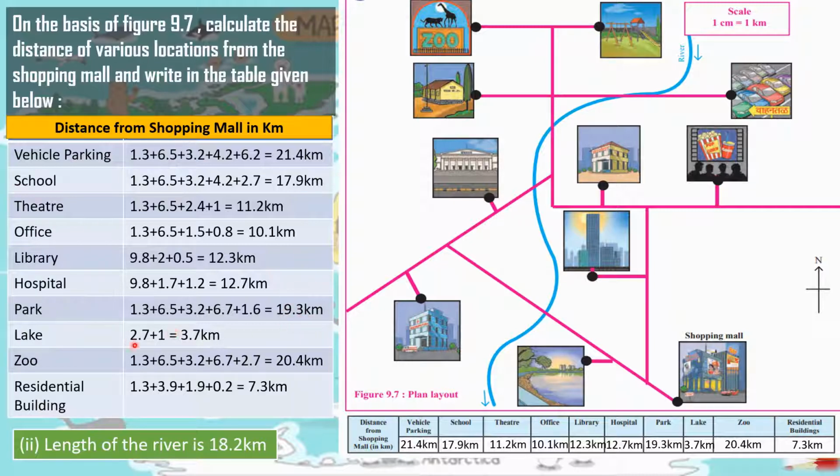Next one is lake. So 2.7. Now where is lake? A lake is here. This one. So this one 2.7 plus 1. So in total we get 3.7 kilometers.